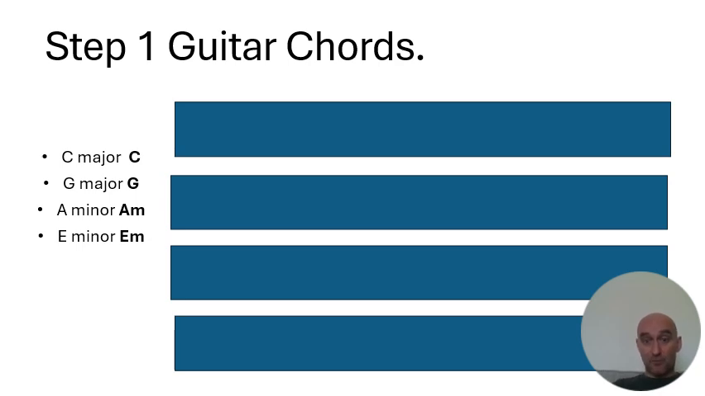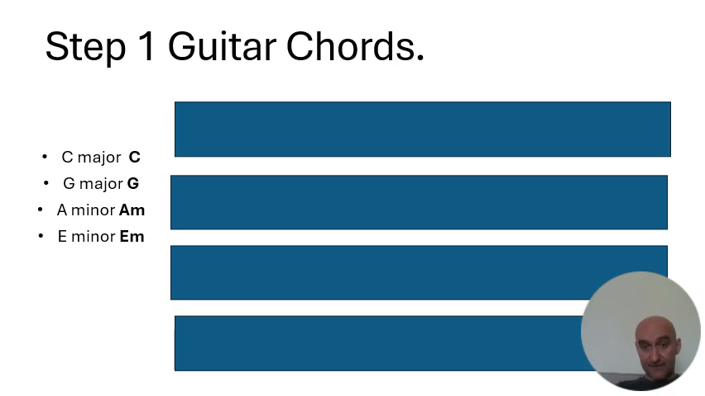In step one, we are going to be looking at four different chord shapes: C major, G major, A minor, and E minor. Each chord has a chord symbol, which is on the slide in bold. The C major chord has a capital C, the G major has a capital G, the A minor chord has a capital A followed by a lowercase m for the minor, and the E minor chord has a capital E followed by a lowercase m for the E minor.